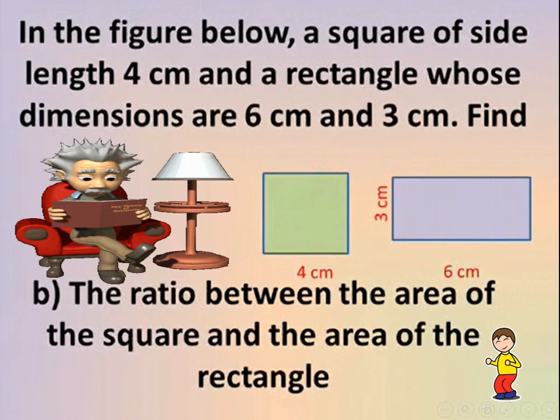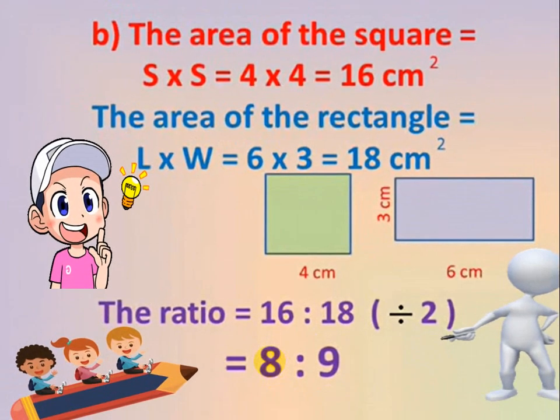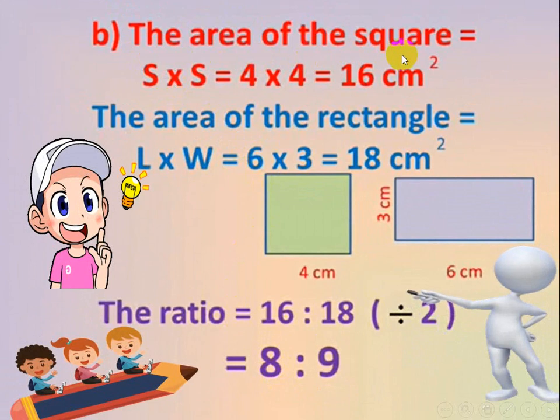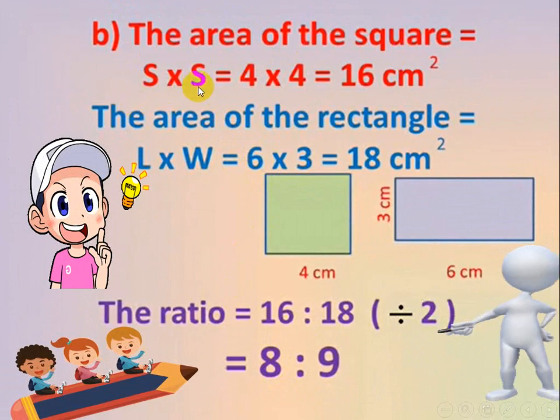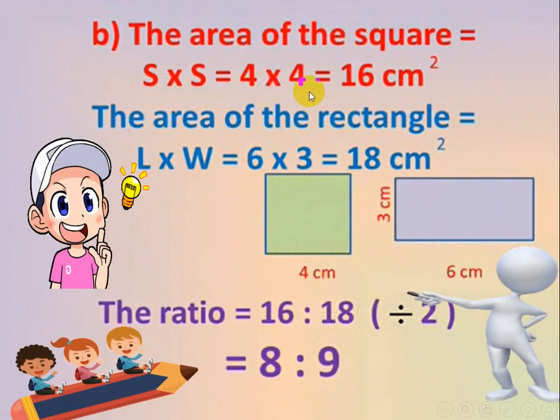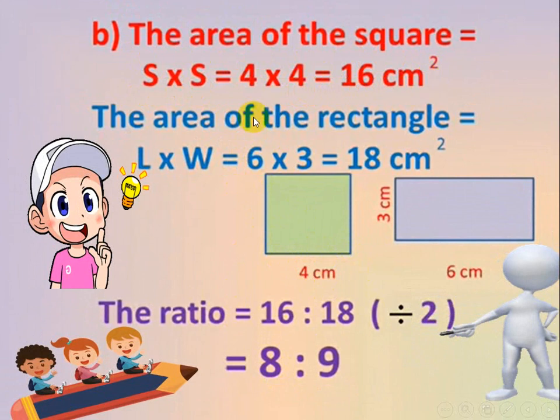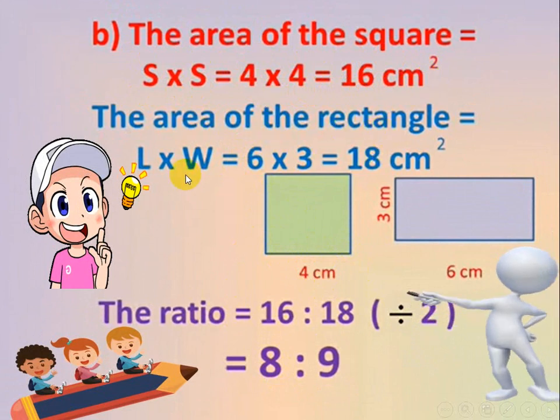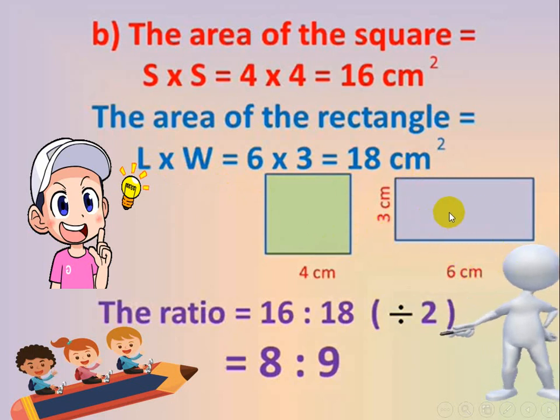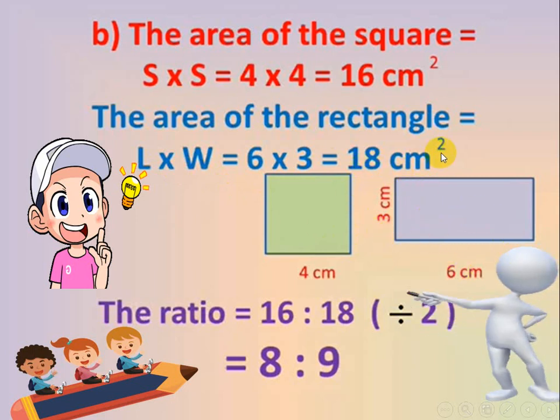Number B, find the ratio between the area of the square and the area of the rectangle. Area of the square, you know the rule, side length times side length, or side length times itself. So 4 times 4 will be 16 centimeters square. The area of rectangle, do you remember the rule? Length times width, yes. 6 times 3 equals 18 centimeters square.